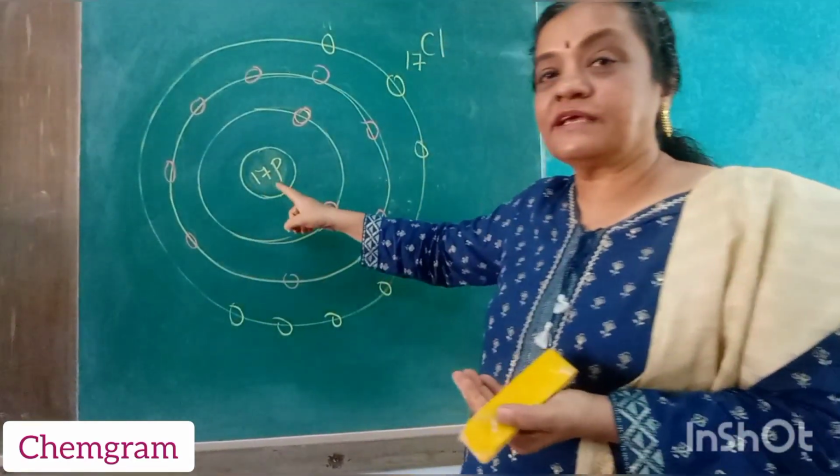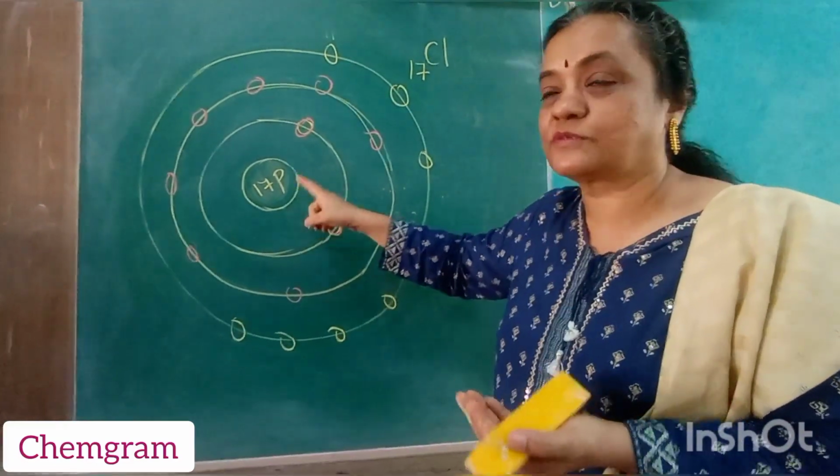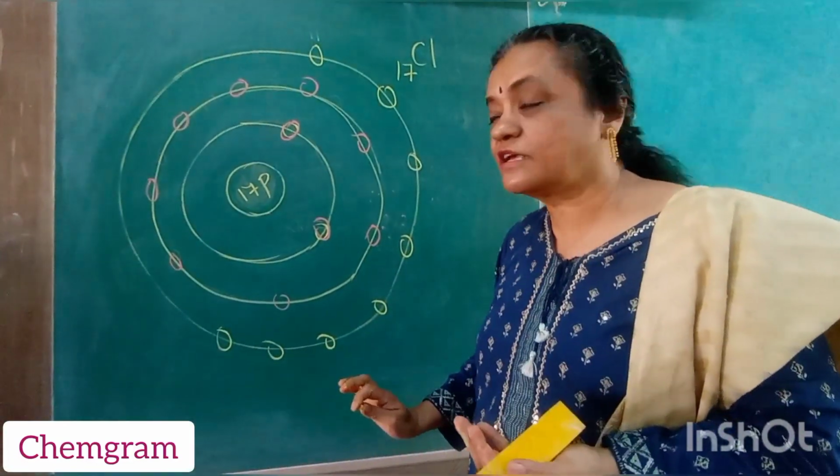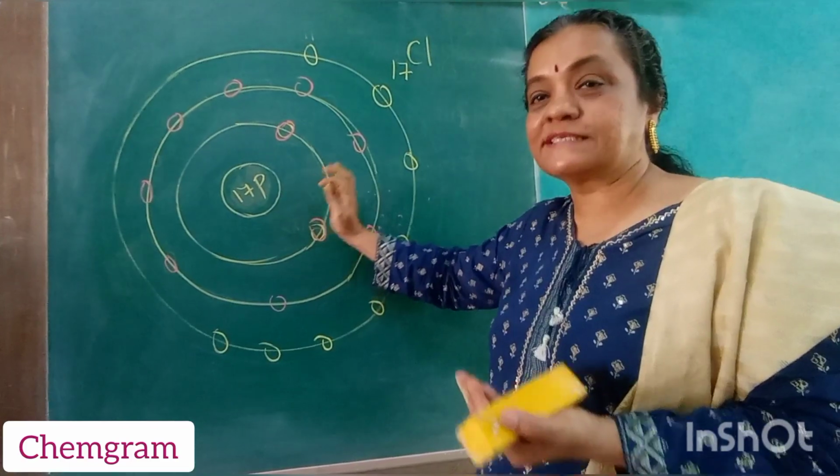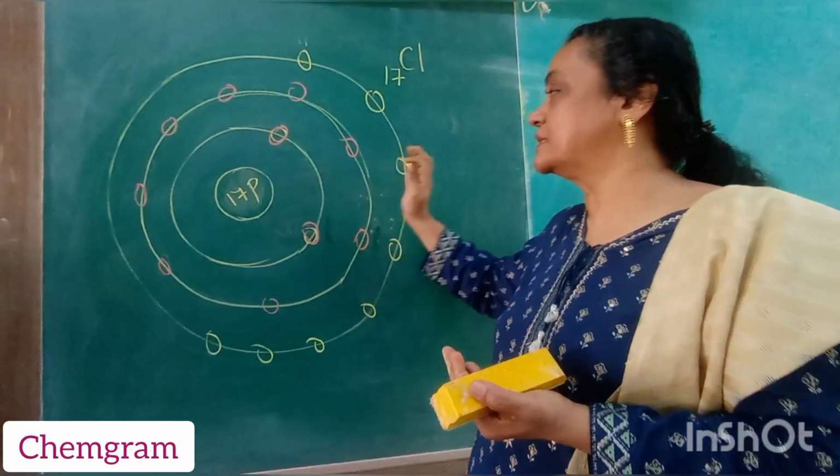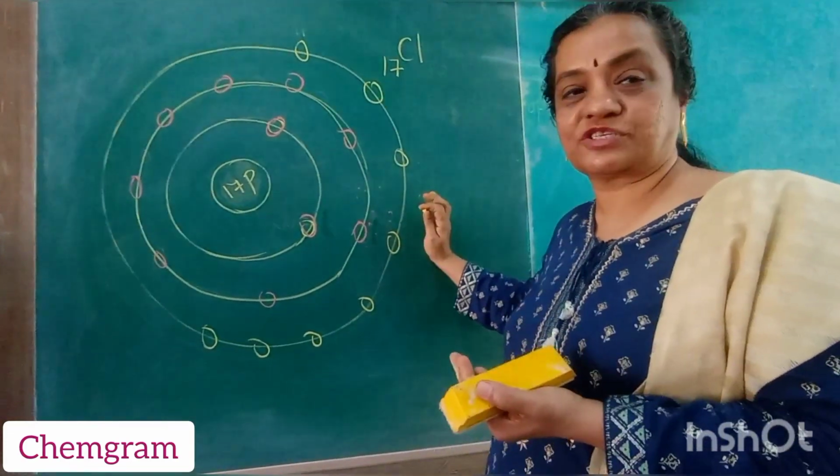और एक बार रिपीट करें. 17 प्रोटॉन्स हैं. So there will be 17 electrons. First shell में 2 इलेक्ट्रॉन, सेकेंड में 8, and बचा हुआ 7 will go into the third shell.